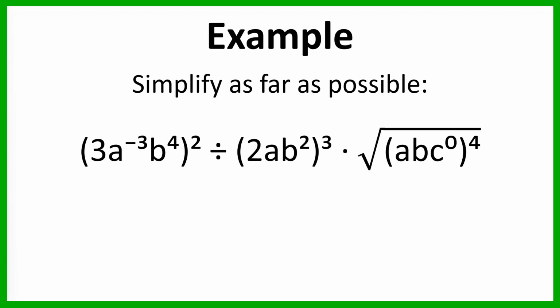Here's our first example. We need to simplify this as far as possible. In this example, we've got (3a^-3 b^4) in brackets squared. That is being divided by, in brackets, (2ab^2), and that's cubed. And then that's multiplied by the square root of (abc^0) in brackets to the power of 4. Okay, so let's have a look at how we would do this question.